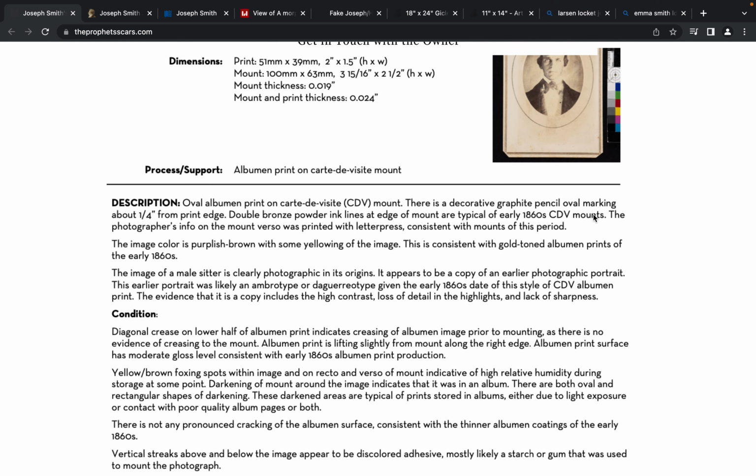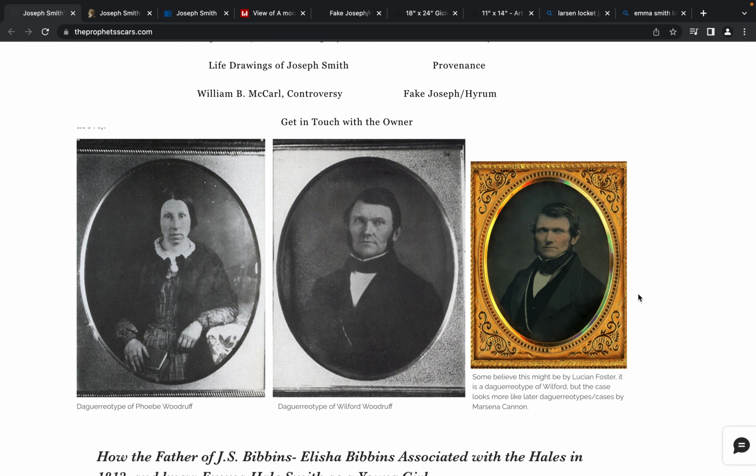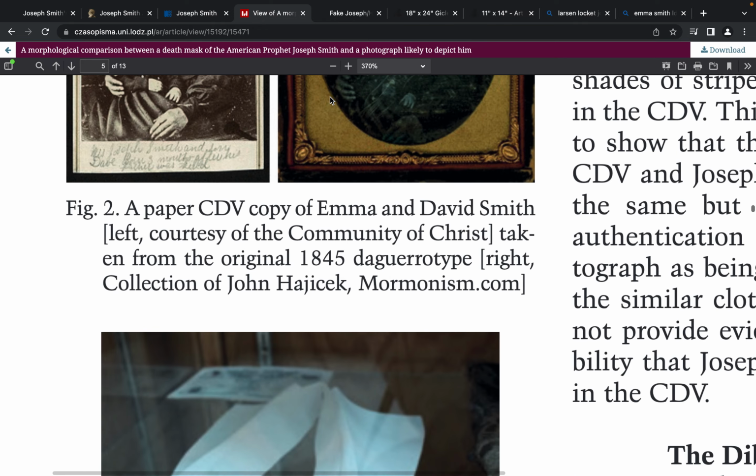And these are believed to possibly be in the Church History Library. They believe it's the 1840s. But when you look at the daguerreotype case of Marcena Cannon from later years, like the 1850s, his cases looked like this. So I don't think that Lucian Foster had that. I don't think this even existed in the 1840s. Whereas this picture that we believe is of Emma Smith, which I want to touch on real quick here, you can see it's that same speckled, boring but rough look.